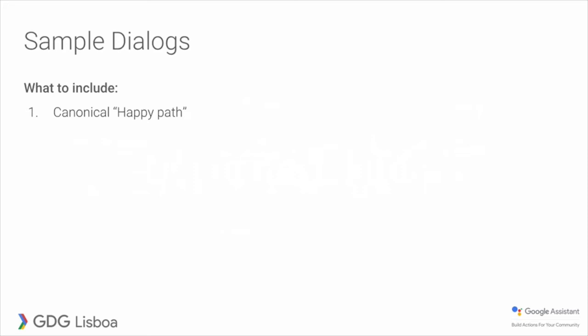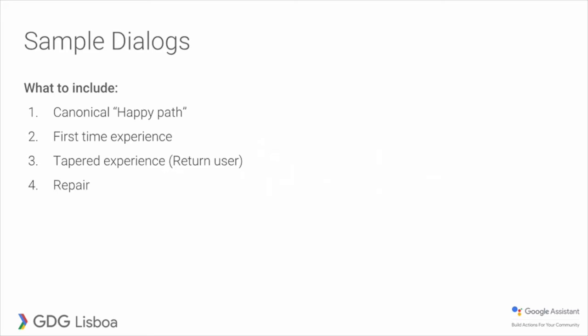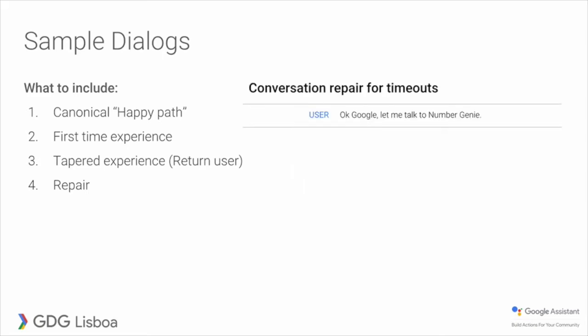So what to include? The happy path. So design that happy path when everything is going well. The first time experience. So the first time your user arrives, you want to ask them a set of questions that maybe you want to store so you can use it later. And when they come back, you say, oh, I already know about your pizza. Do you want to have your favorite pizza? And then yes, and then thank you very much, and go away. The return user, like I just mentioned. Repair, so something went wrong. So imagine that something went wrong.